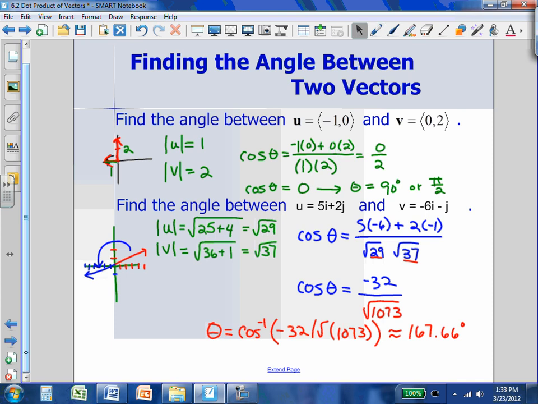So there's finding the angles between two vectors. In the next section, we'll look at special angle relationships.